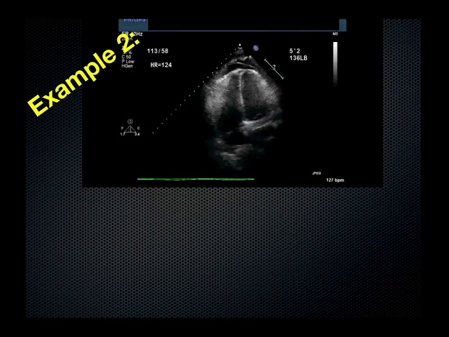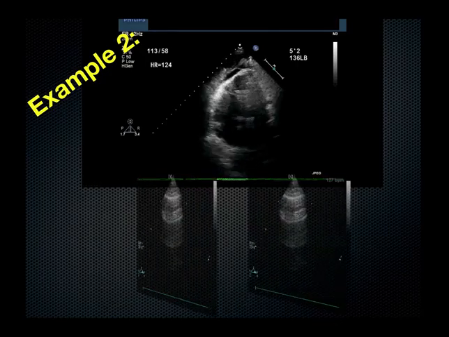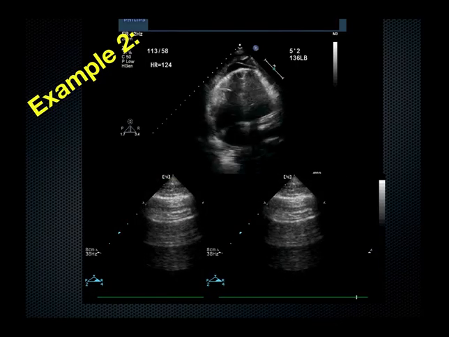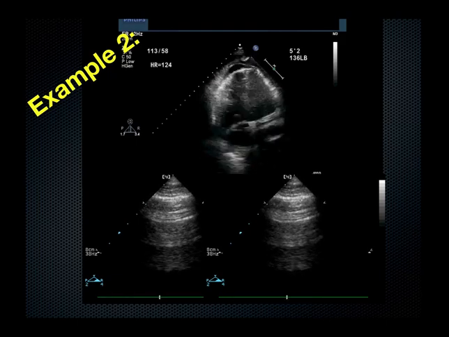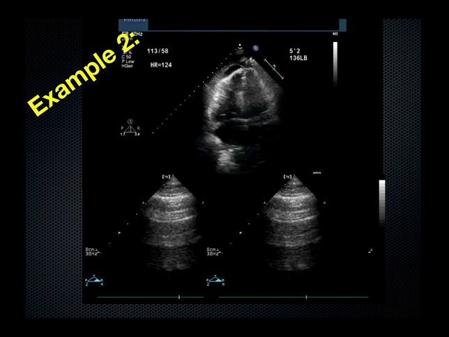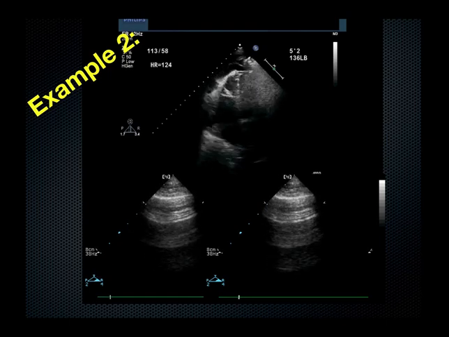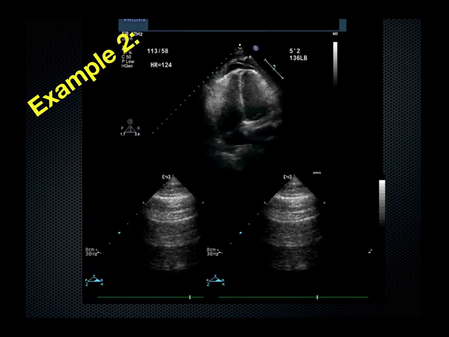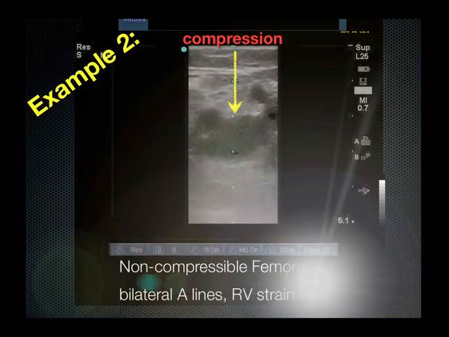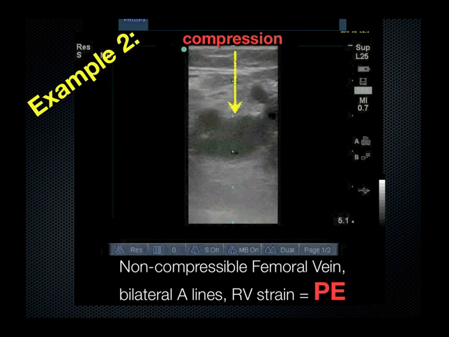Another example, patient short of breath. And what we see is a very hyperdynamic heart with a little bit of right ventricular enlargement and bilateral A lines. Well, what is the diagnosis that can combine right ventricular strain and normally aerated lungs? If you're thinking PE, then you're thinking correctly. Look down in the legs, place compression venography, and if you cannot compress the vein, then you are looking at PE.